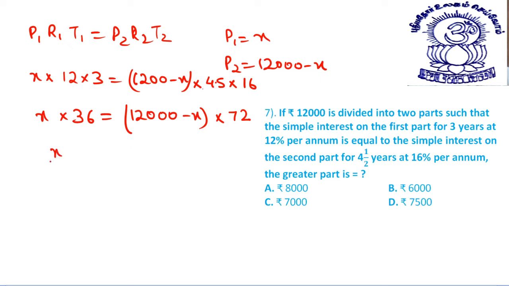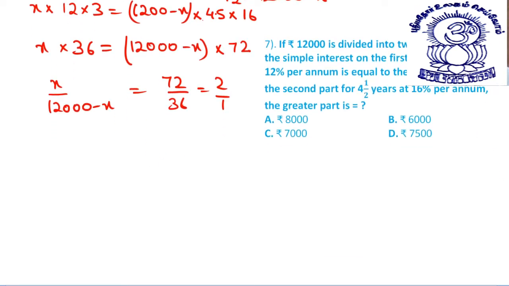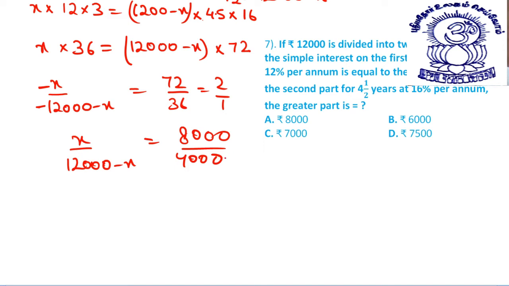So see how easy it becomes: 12,000 minus X is equal to 72 upon 36, or you can say 2 is to 1. So this ratio is 2 is to 1. Now what do you need to do, my dear students? Just divide this total of 12,000 into two parts such that these two parts are in the ratio of 2 is to 1, that is 8,000 and 4,000. X upon 12,000 minus X is equal to 2 is to 1 ratio, which is 8,000, 4,000. Sum of these two is 12,000. So option A is your answer.